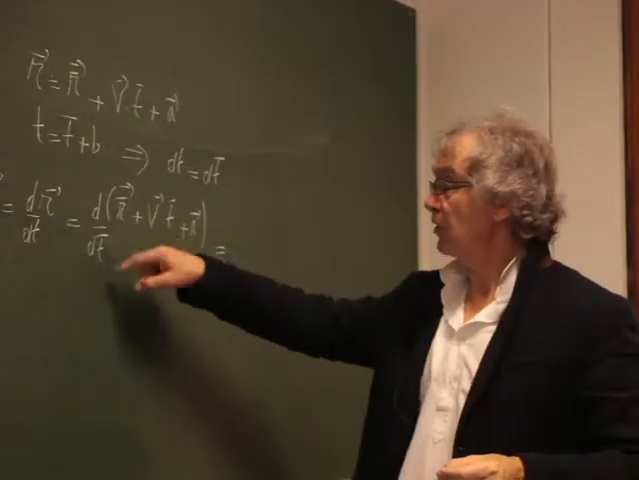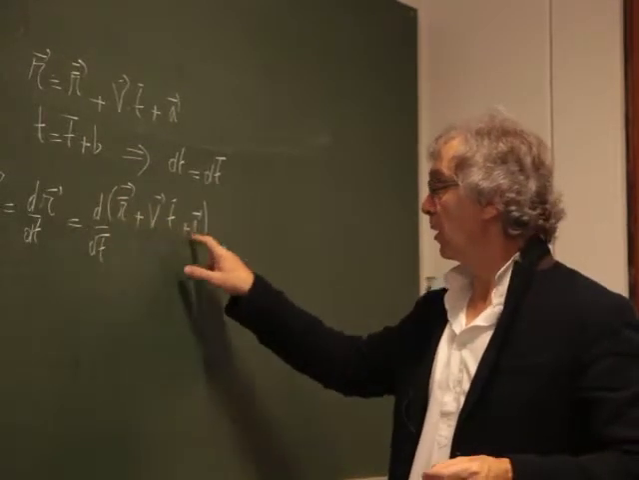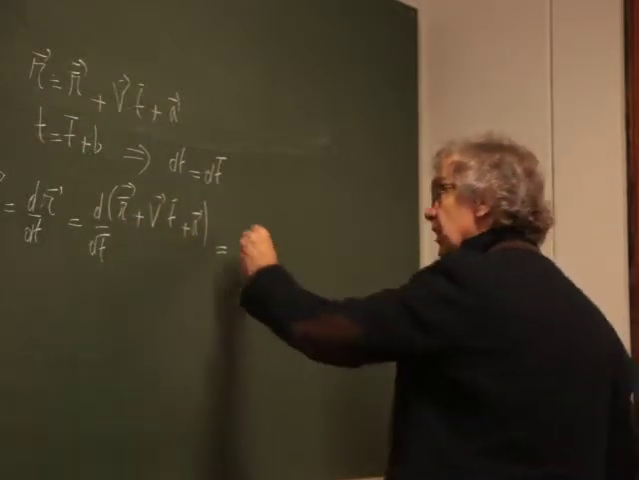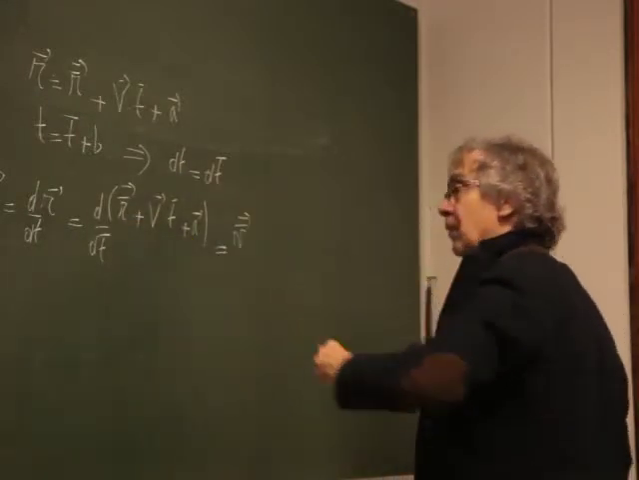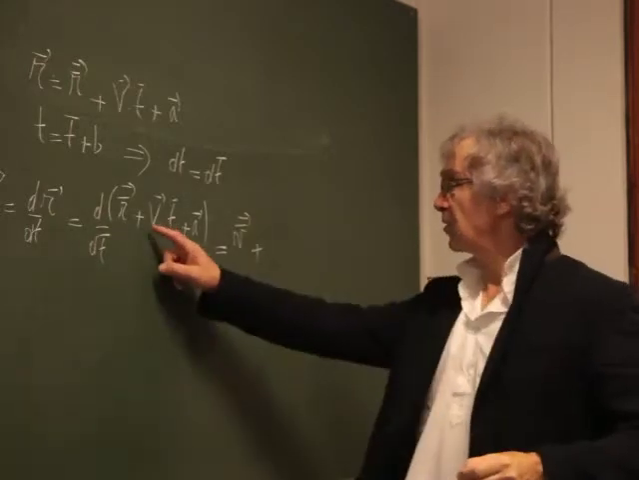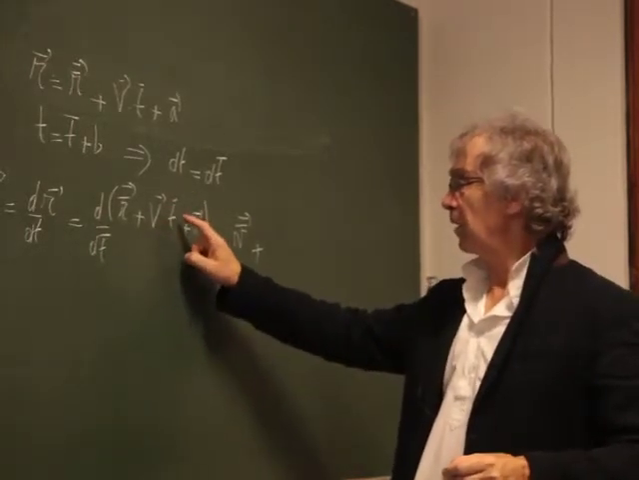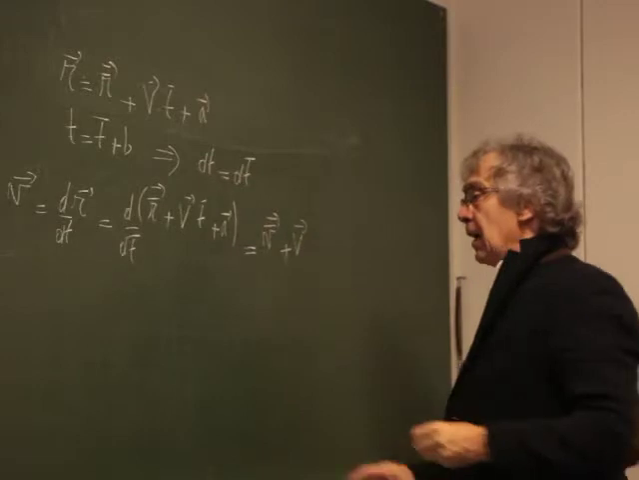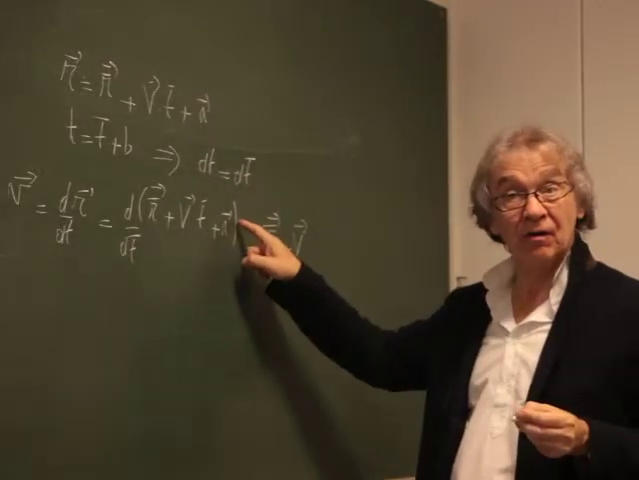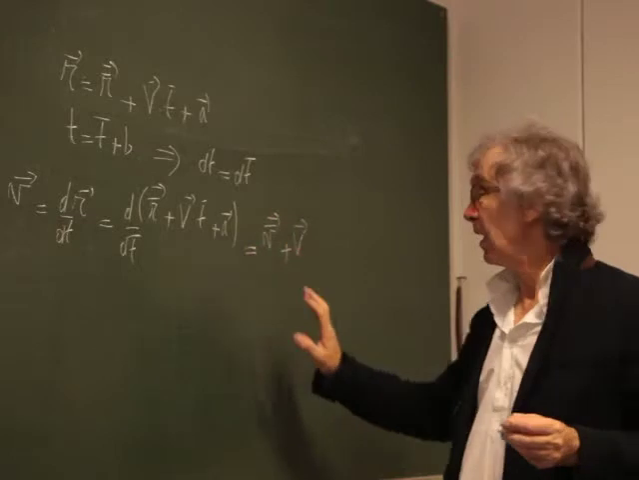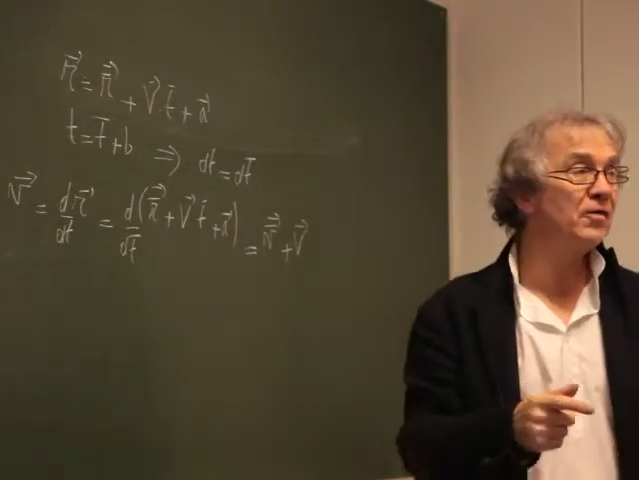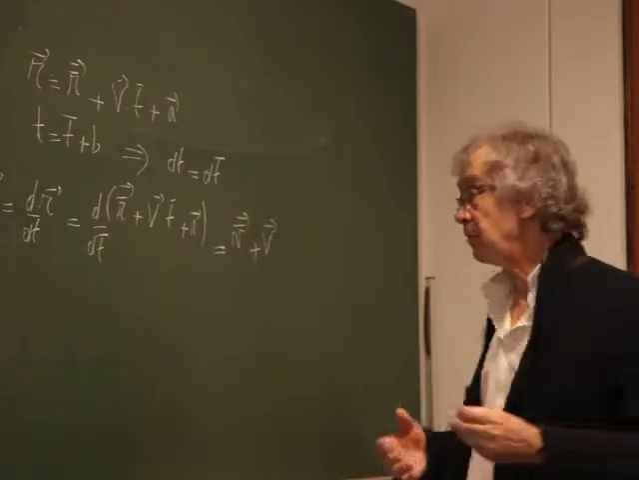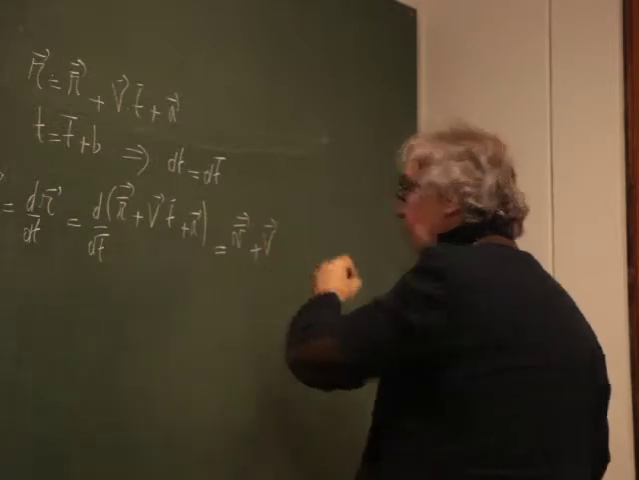Now, I distribute the derivation on these three terms. So dr bar with respect to dt bar, do you agree that it's v bar? Plus, this is a constant vector, but t bar is here. So when I derive this quantity, I just find plus v. And then I derive here a constant vector, a, which is zero. So what I find is a law of the composition of velocities under Galilean transformations. Simply that v equal v bar plus v.